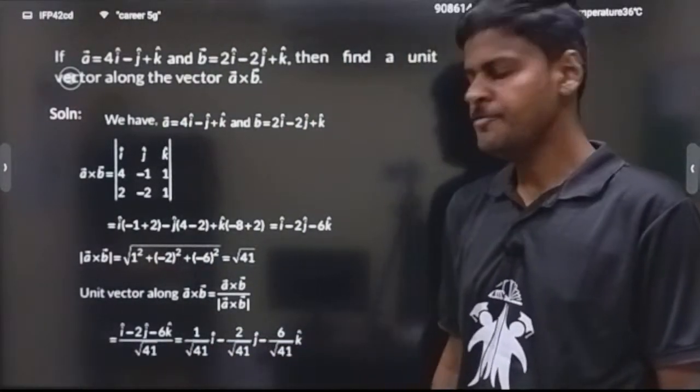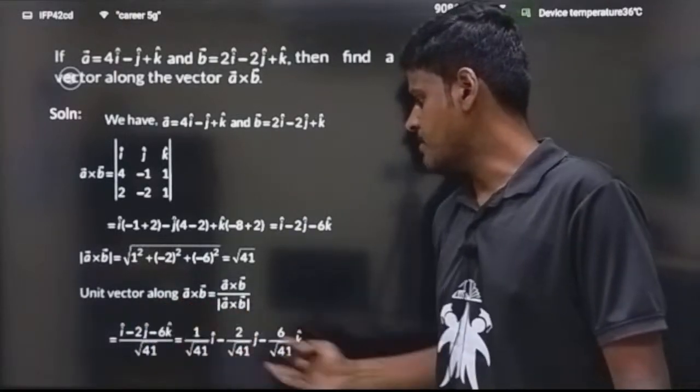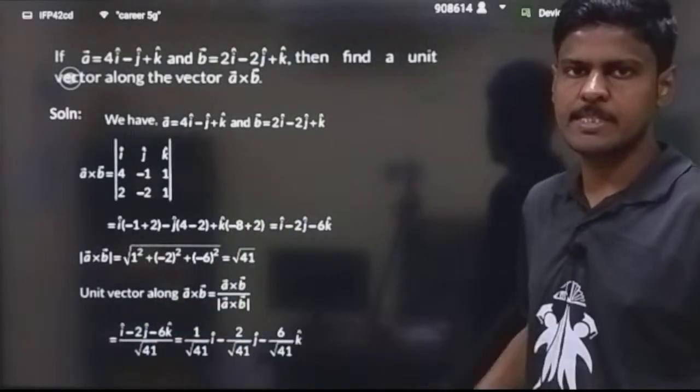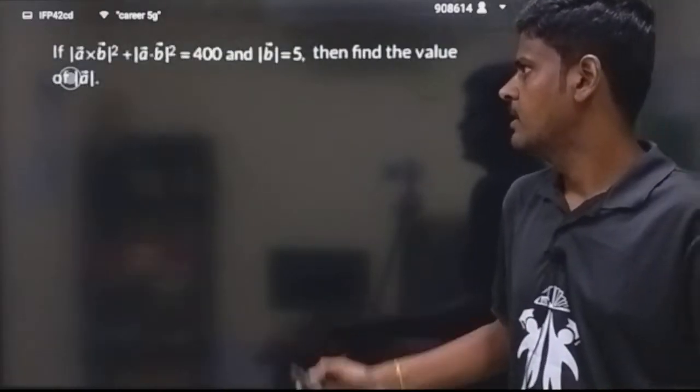One by root 41 of i cap minus 2 j cap minus 6 k cap. Either you can multiply or just leave it as it is, just like how we did. Right, so that is our required answer.